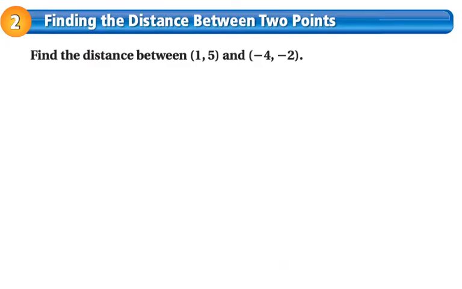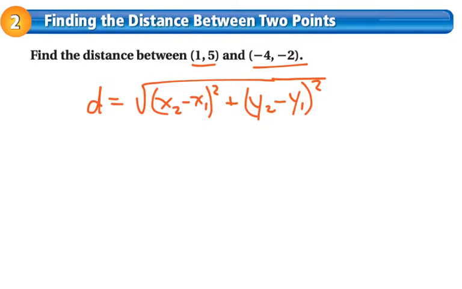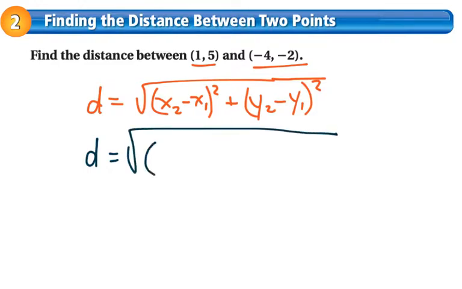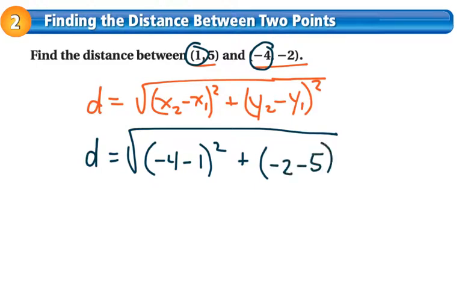So what they'll do is ask us to find the distance between 2 points, and here they've given us the points 1, 5, and negative 4, negative 2. You want to start by having your formula written out, and start by substituting in your values. So to find the difference between the x values, it says x2 minus x1, our x values are negative 4 and 1, so take negative 4 minus 1, and we'll square that in a little bit, plus the difference of the y values, and the y values are negative 2 and 5, and we'll square that.